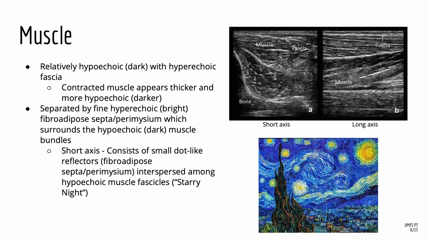In the short axis, it's different. So if you look here, so this is the long axis that we were just talking about right here, the muscle and the fascia. And then the short axis is over here, and it kind of has a starry night-like look. So it consists of small dot-like reflectors interspersed among the hypoechoic muscle fascicles. So here, that starry night look right there, and there.